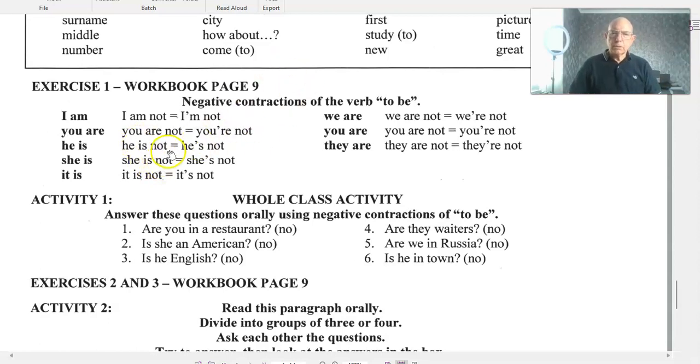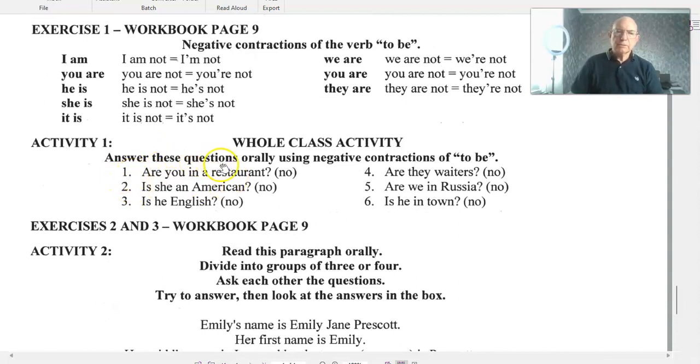Okay, so the whole class activity that it suggests here is answer the question orally using negative contractions of to be. So are you in a restaurant? And the answer would be no, I'm not in a restaurant. Is she an American? No, she's not an American. Is he English? No, he's not English. Number 4, are they waiters? No, they're not waiters. Waiters are those that take your order and deliver your food. Are we in Russia? No, we're not in Russia.